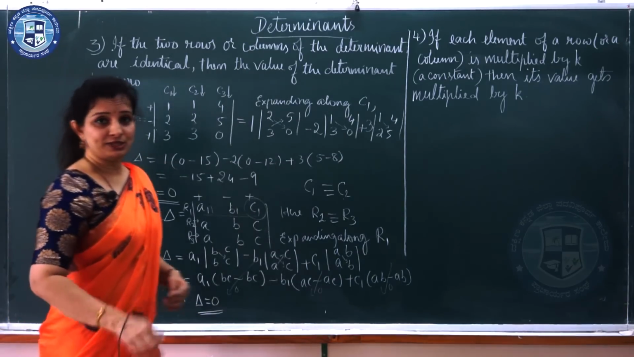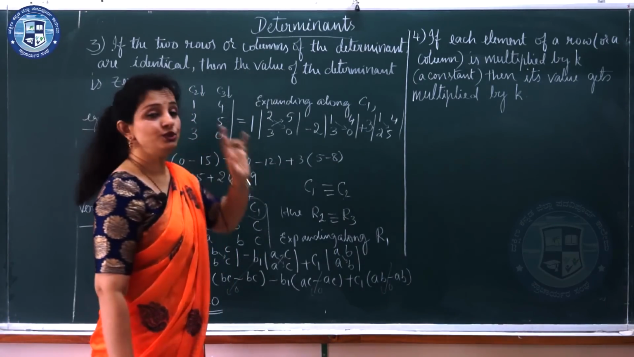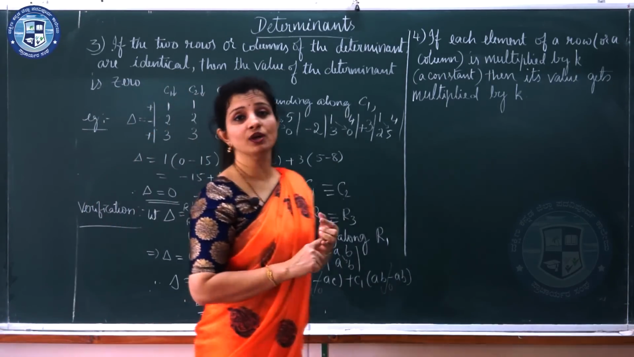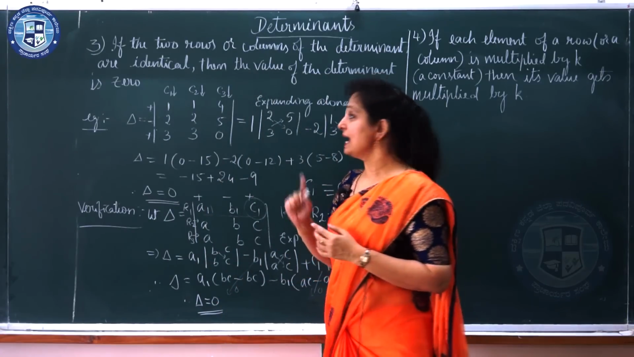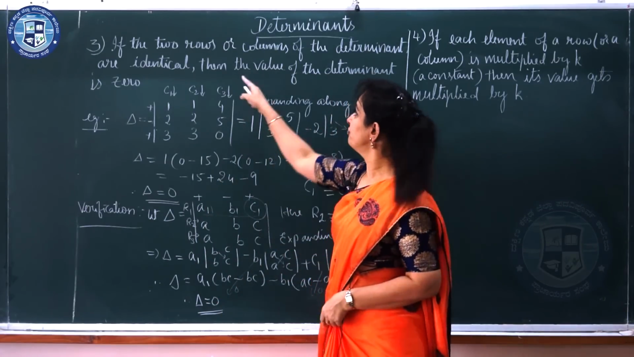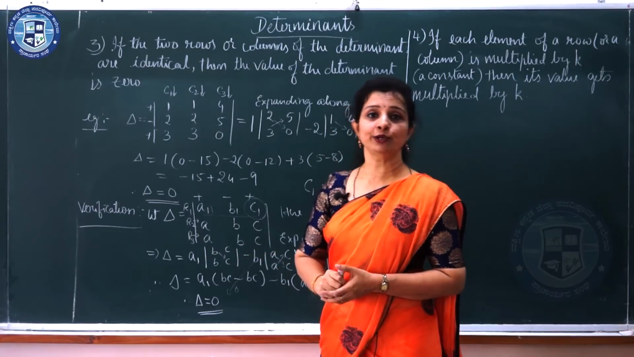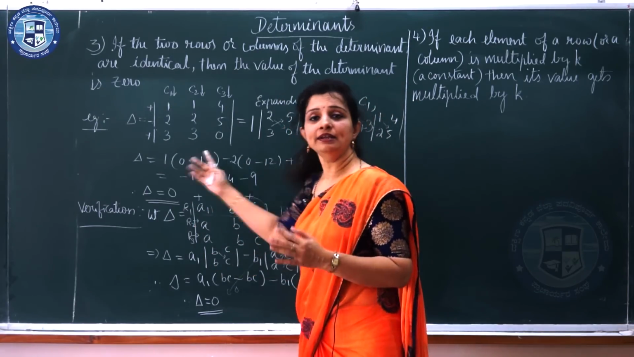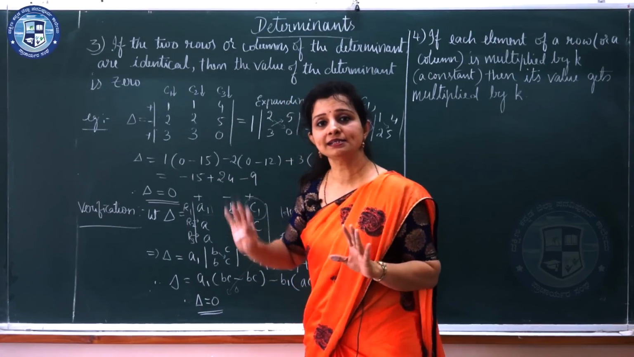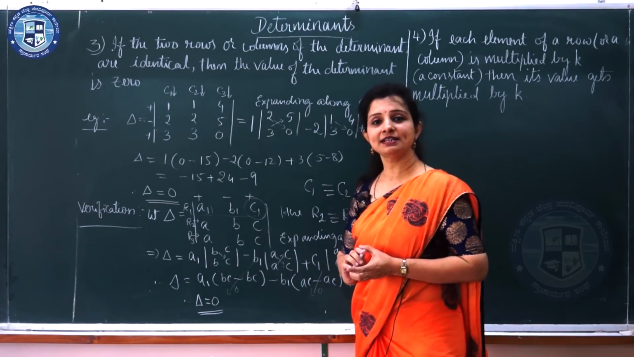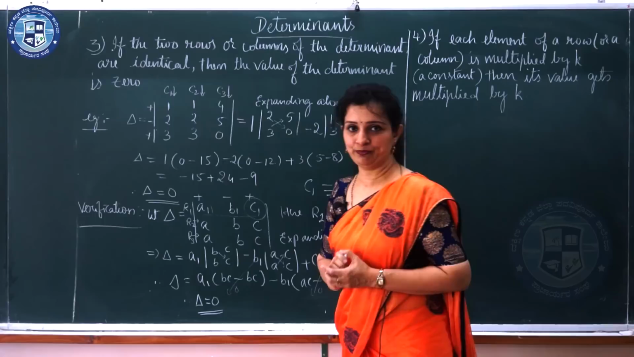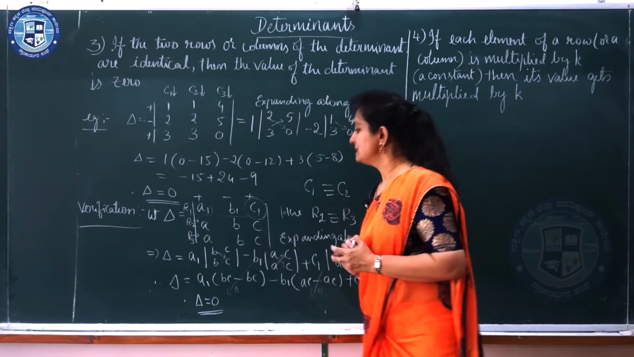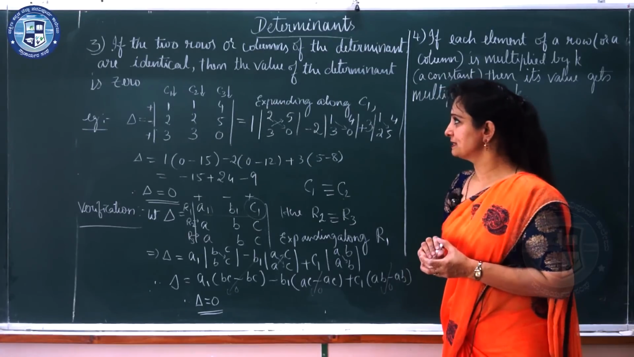Very important property, students. If 2 rows or 2 columns of a determinant are identical, then the value of the determinant is 0. Whenever you see 2 rows identical, no need to expand it, directly we can write the value of the determinant as 0. Okay, so this is the third property, please make a note of this.